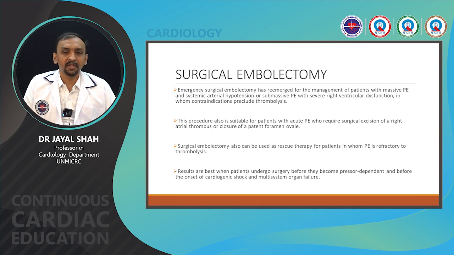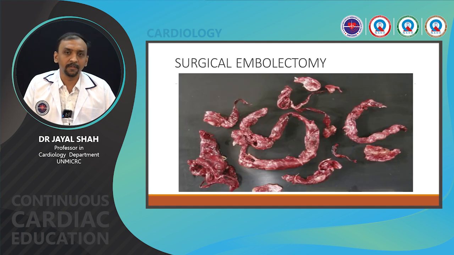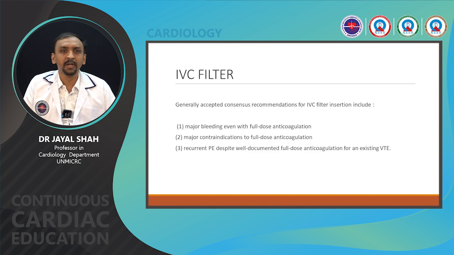Results are best when the patient undergoes surgery before they become pressure dependent, or before the onset of shock and multisystemic organ failure. These are the different images of the clots which have been removed surgically from the pulmonary vasculature of a patient presenting with massive pulmonary embolism.